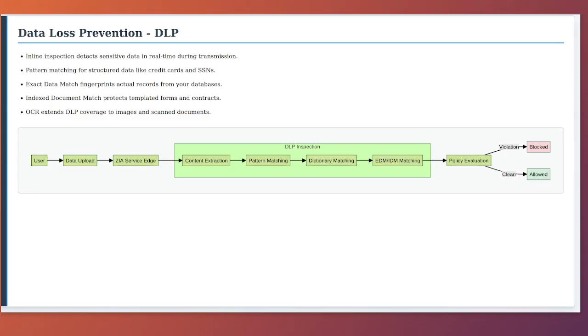The diagram illustrates the data loss prevention inspection flow. When a user initiates a data upload, it goes to ZIA service edge. Content extraction pulls the data from the transaction. Pattern matching looks for structured sensitive data. Dictionary matching checks for sensitive keywords. EDM and IDM matching compares against fingerprinted data and documents. If policy evaluation determines a violation, the data is blocked. If no violation is found, the upload is allowed to proceed to the destination.